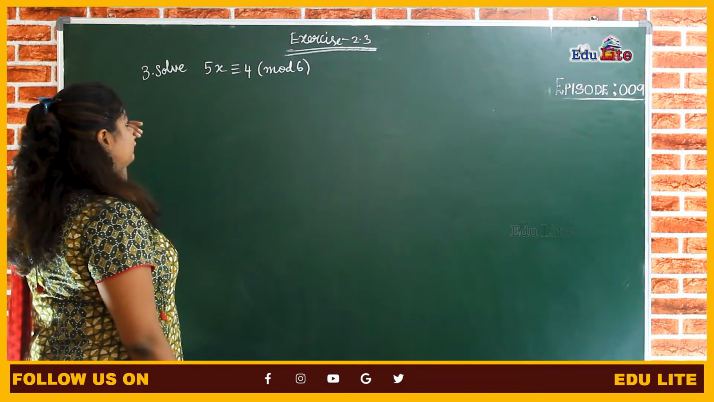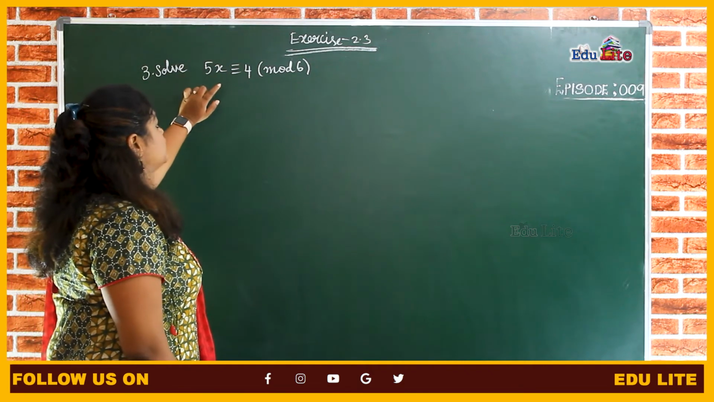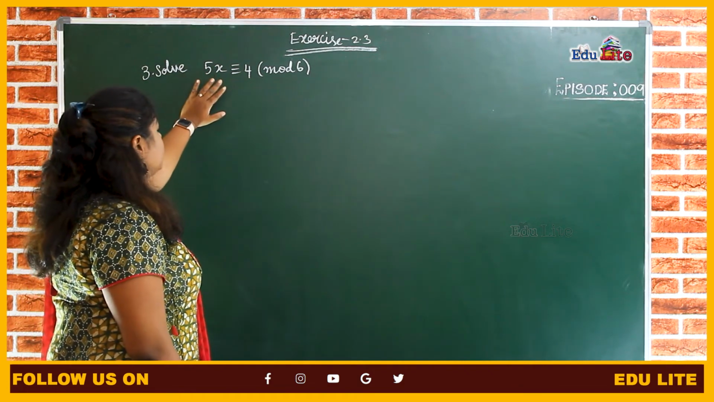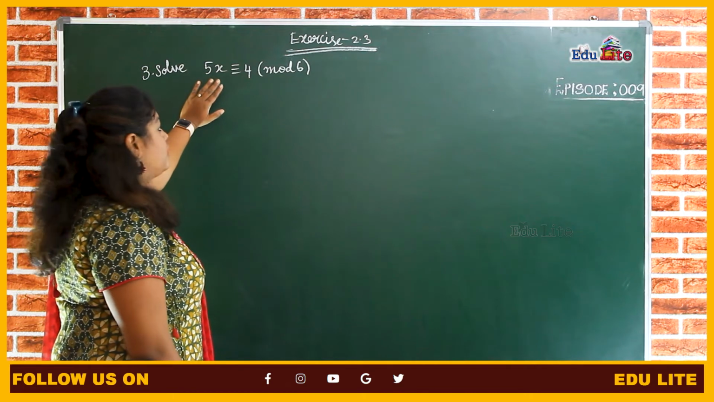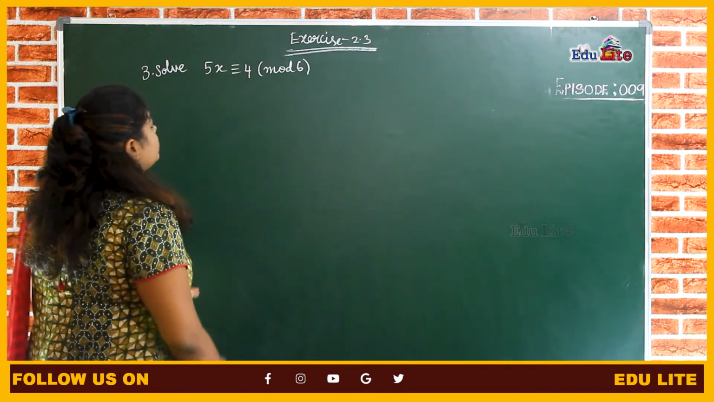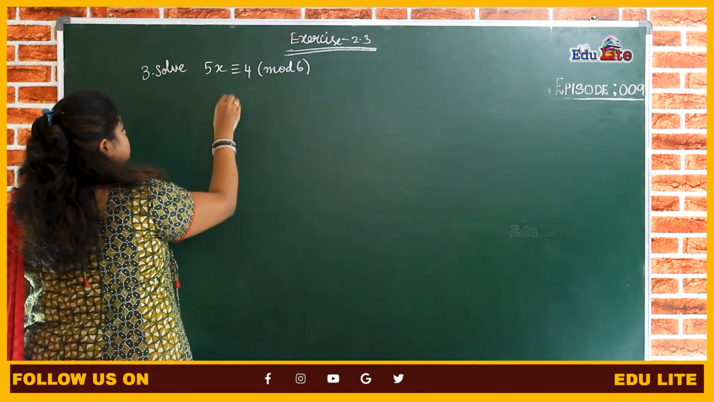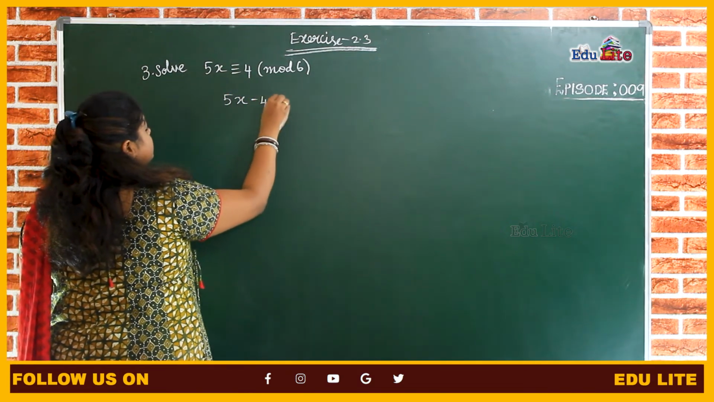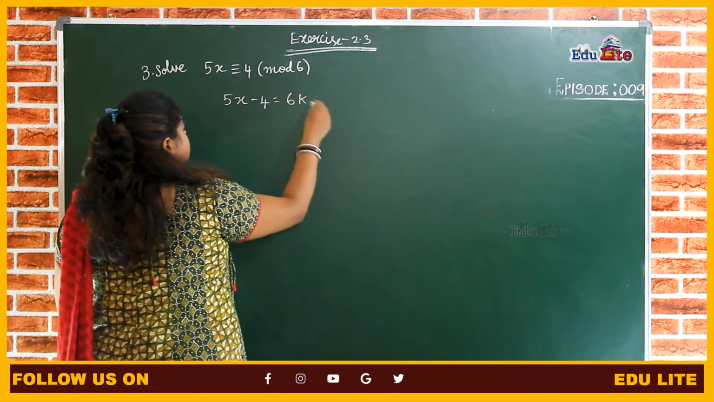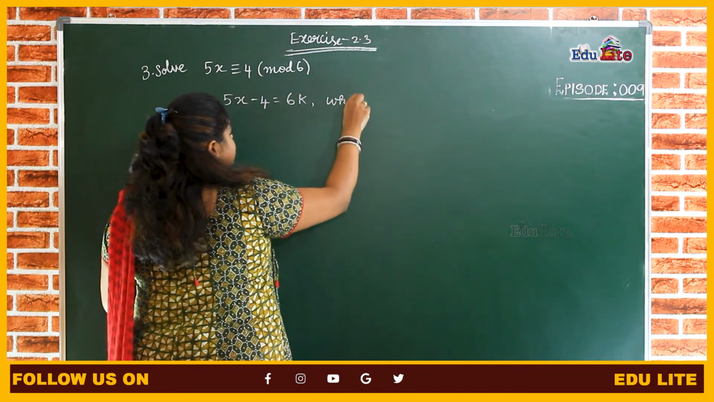Third problem is we have to solve 5x is congruent to 4 mod 6. We saw similar kinds of problems in the examples also. We are going to follow the same procedure to solve this. So we can rewrite this as 5x minus 4 equals 6 into k, where k is an integer.